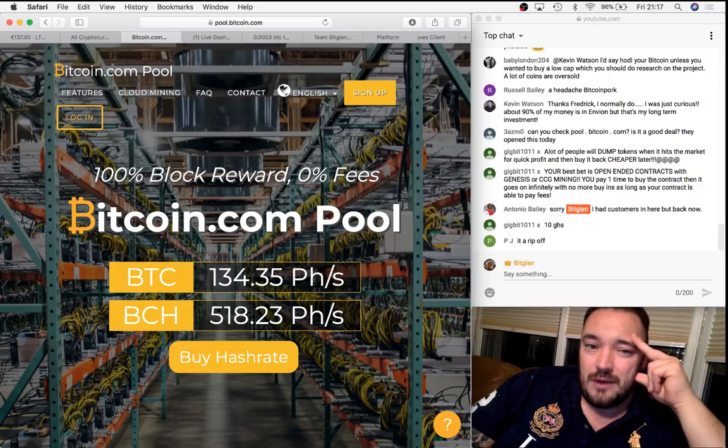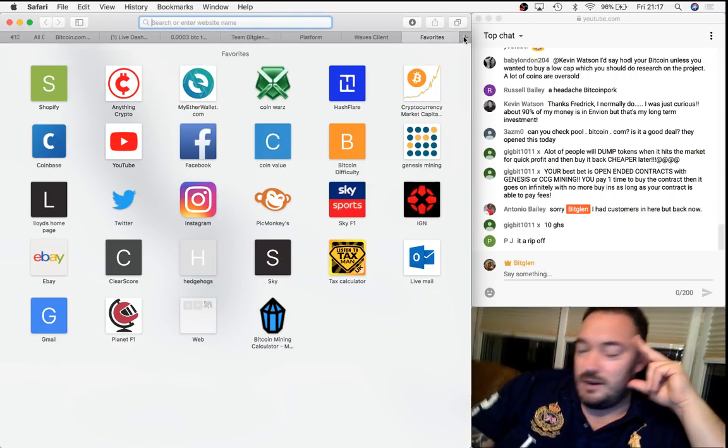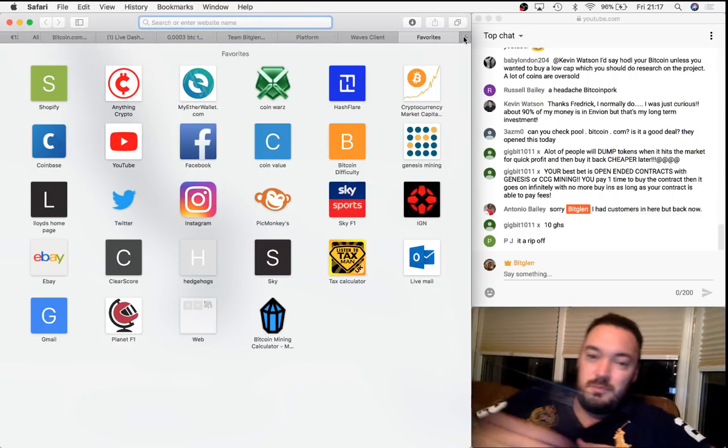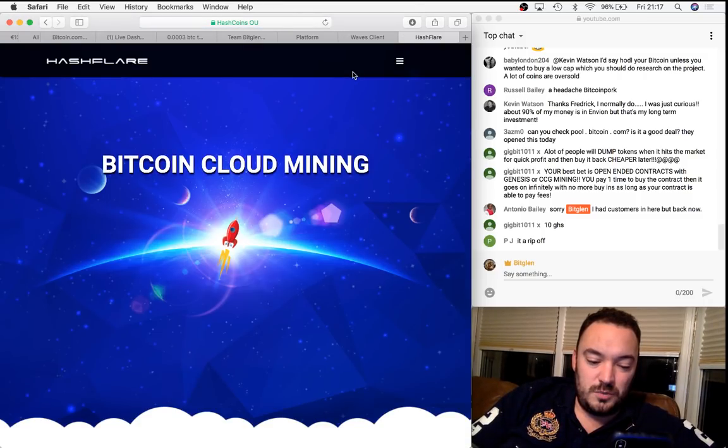If you want a cloud mining, you know, I haven't actually checked my Hashflare account, and I don't think I've got any battery left on my phone. Oh, I have. I've got like 2%. Let's log in.